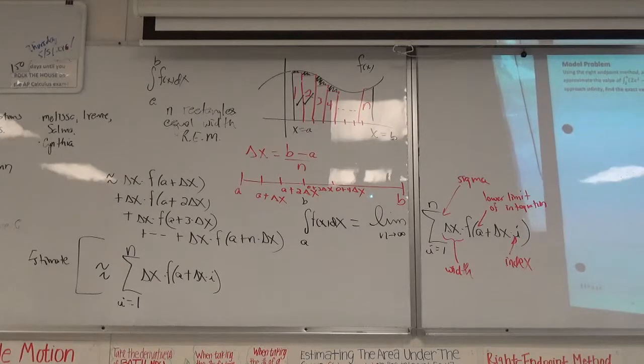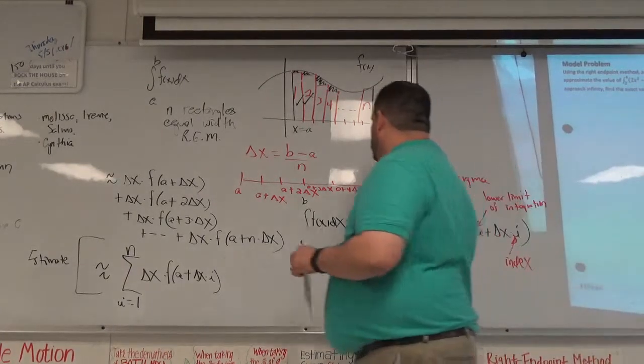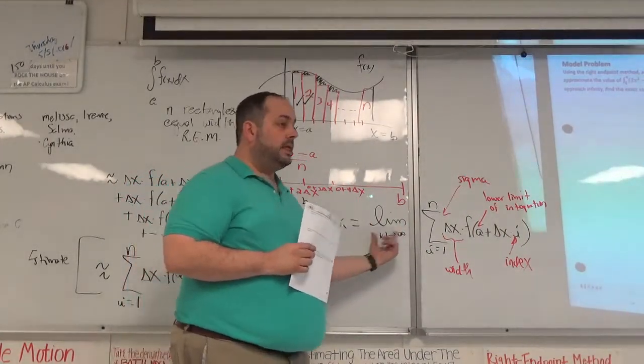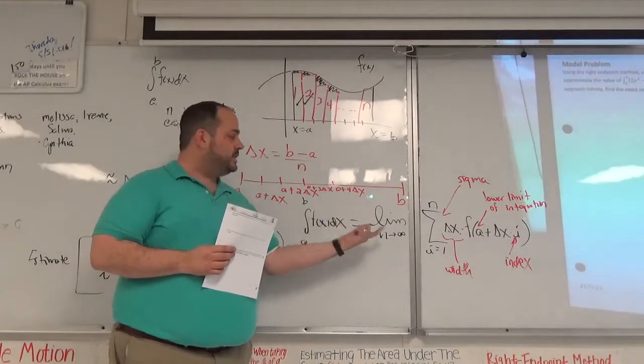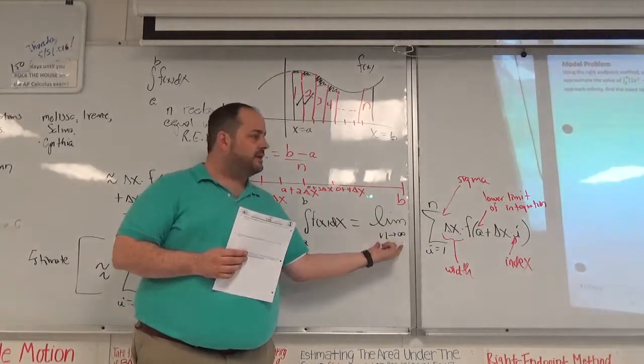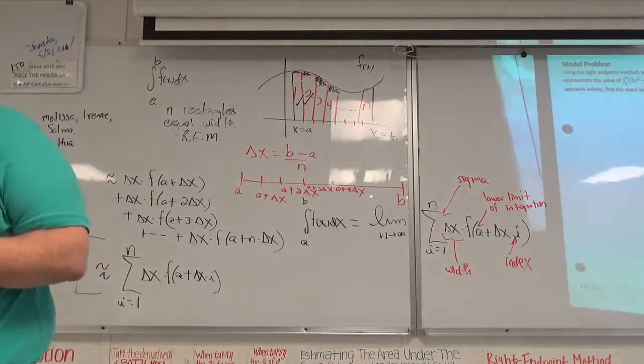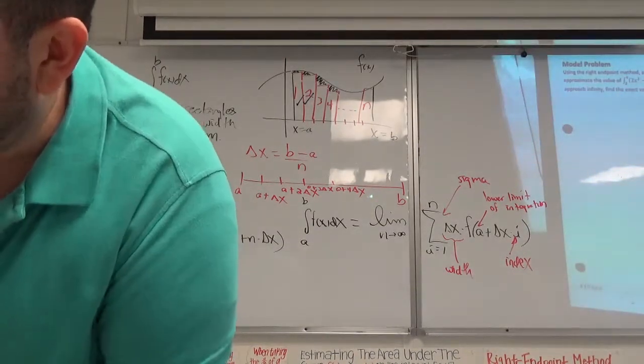Like underneath the number line, the definite integral down there. This guy here? Yeah, it's equal to the limit. That's the exact value, right? Right, I'm using equal because we're saying finally when I consider an infinite number of rectangles, that's when I get an exact answer.